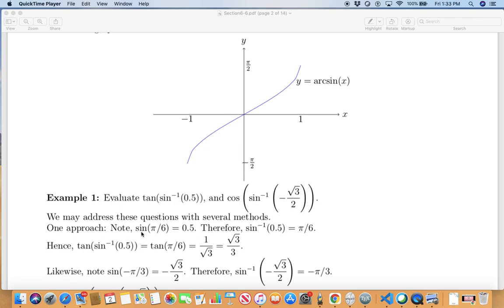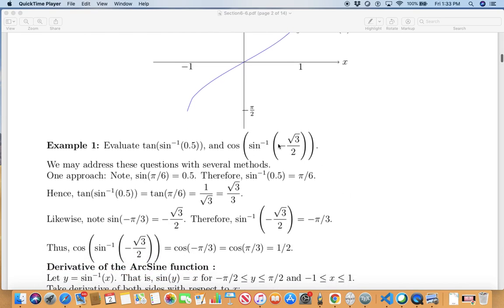One approach is, notice sine of pi over 6 is 0.5. So sine inverse of 0.5 is pi over 6. So sine inverse of 0.5 will be the angle pi over 6. So tan of sine inverse of 0.5 is tan of pi over 6. Tan of pi over 6 is 1 over √3 or √3 over 3.